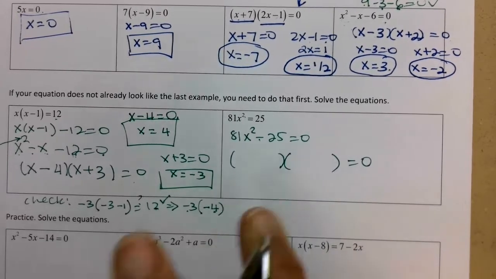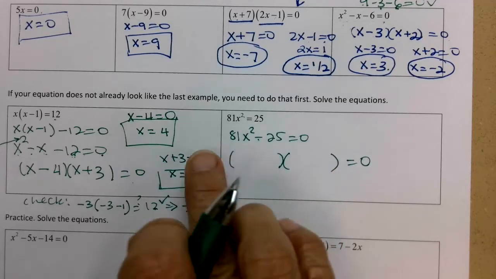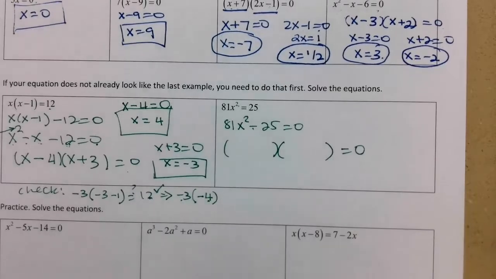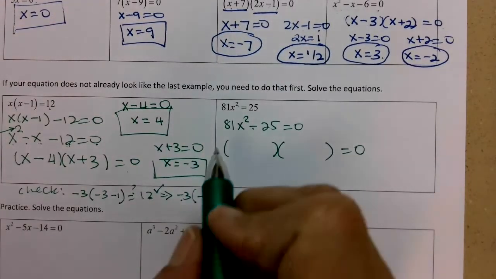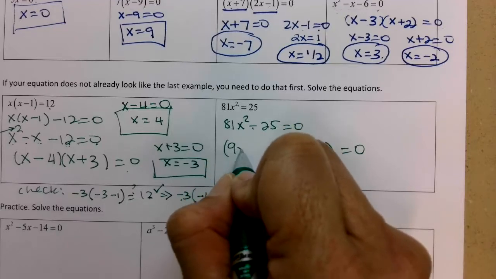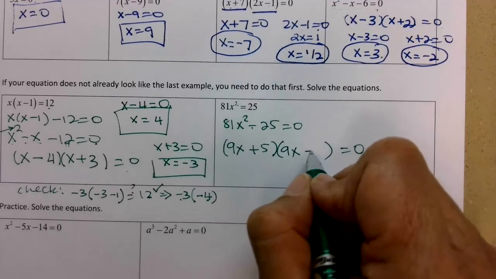I always like to start with my parentheses and then fill them in. When it's difference of squares, we get conjugates, so one with a plus and one with a minus. It's kind of like the square root of these. So 9x, and then plus 5 and minus 5.